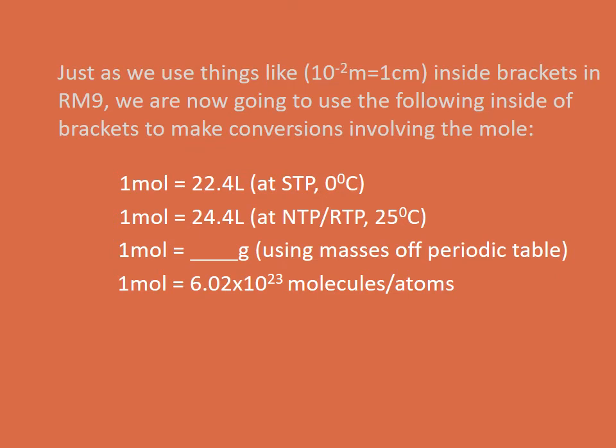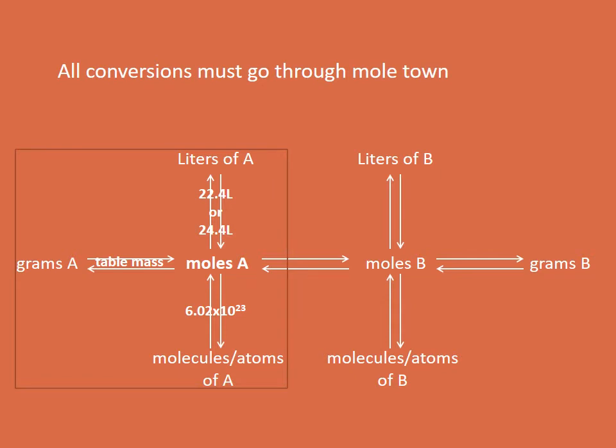Just as we use things like 10 to the negative 2 meters equals 1 centimeter inside of brackets when we did RM9, we are now going to use the following inside of brackets to make conversions involving the mole. Note that all conversions must go through Moletown. So when I'm working through the assignment, what does that mean? If not given moles, our first conversion must always be to moles.